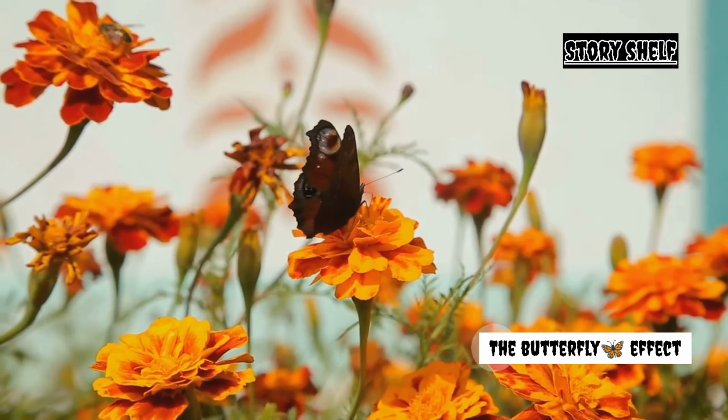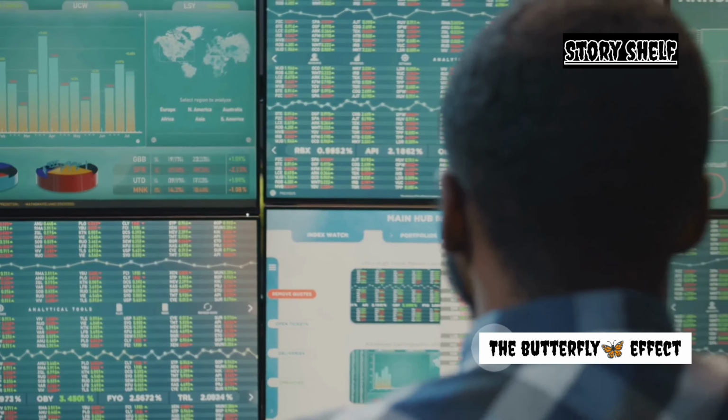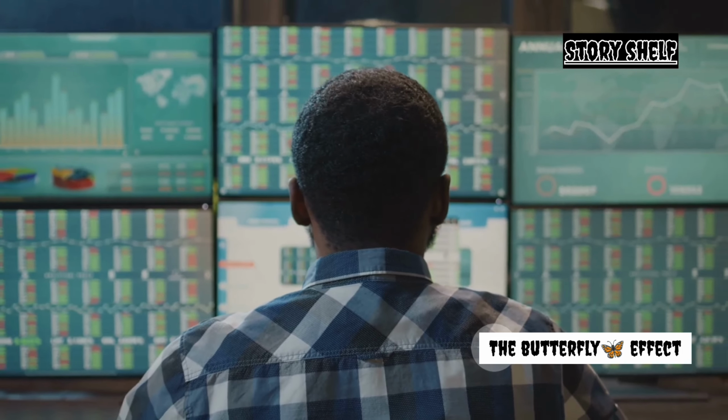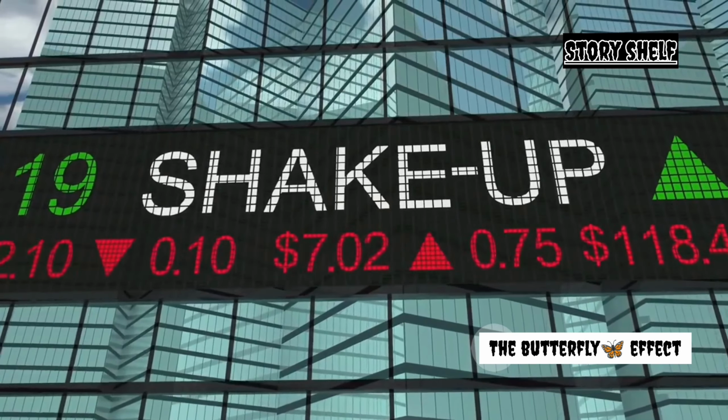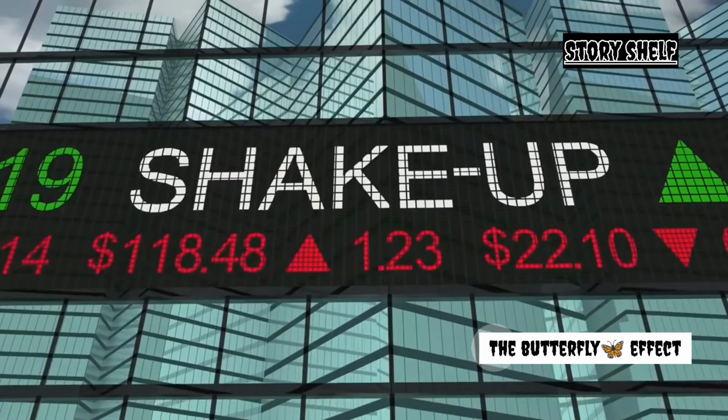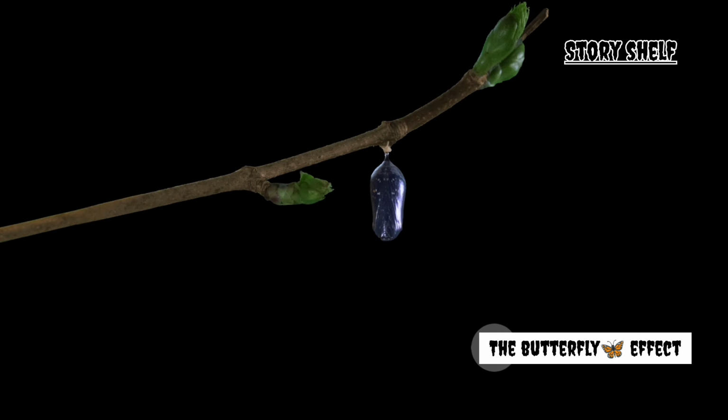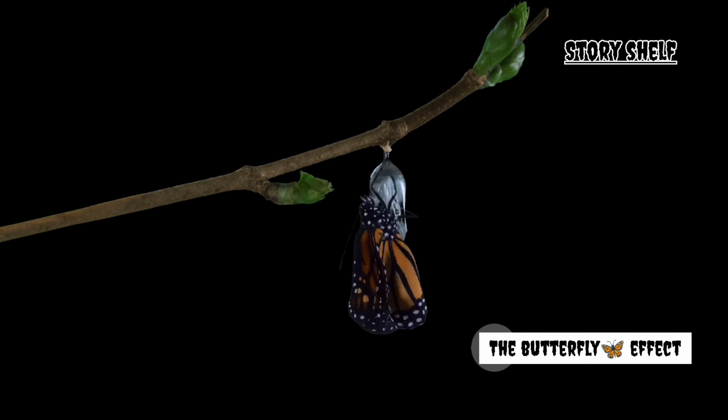But this isn't just about weather. The butterfly effect appears in other areas too. Take economics. A small change in market sentiment can cause a massive stock market crash or boom. Or in biology, where a tiny genetic mutation can lead to new species over generations.